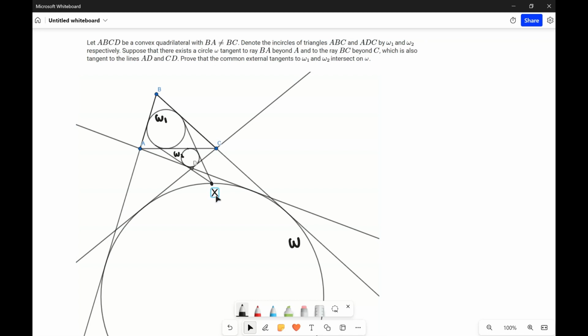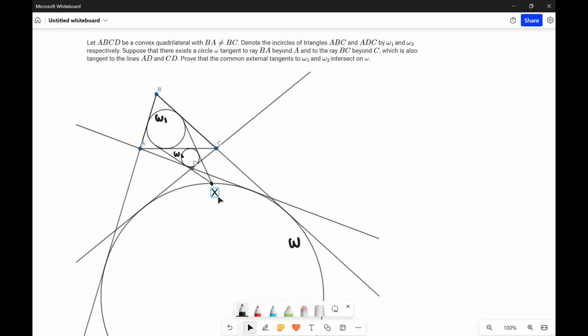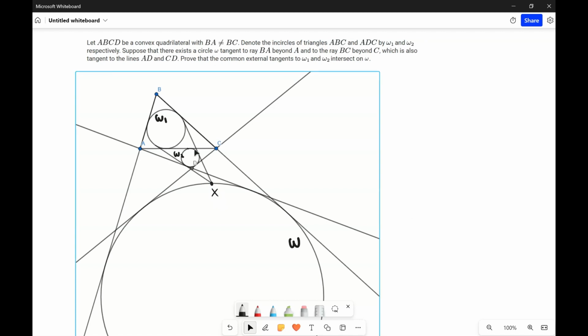So here I labeled the intersection point as point X. Our ultimate goal is to show that X lies on omega. So now let's take a closer look at the diagram to see if we can make any general conjectures. We might want to try looking at the incircles first, because that might tell us something.